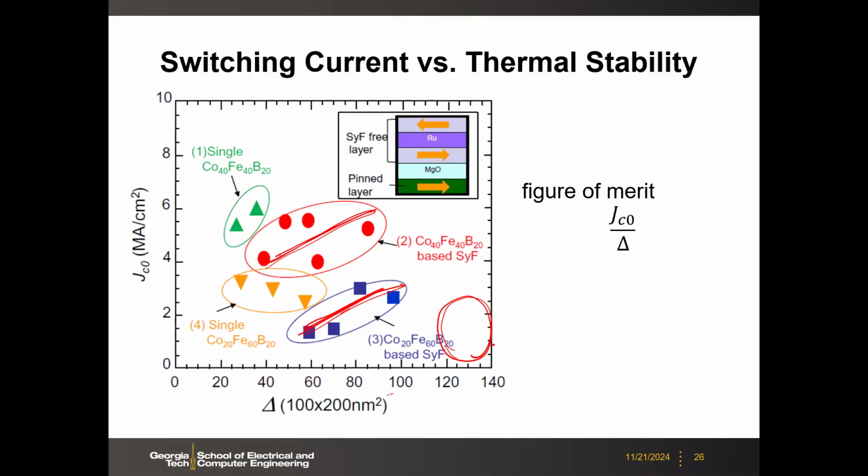So that's why people define the figure of merit as the ratio of those two. You want smaller this, you want larger this, smaller this. The figure of merit here is the smaller the better.